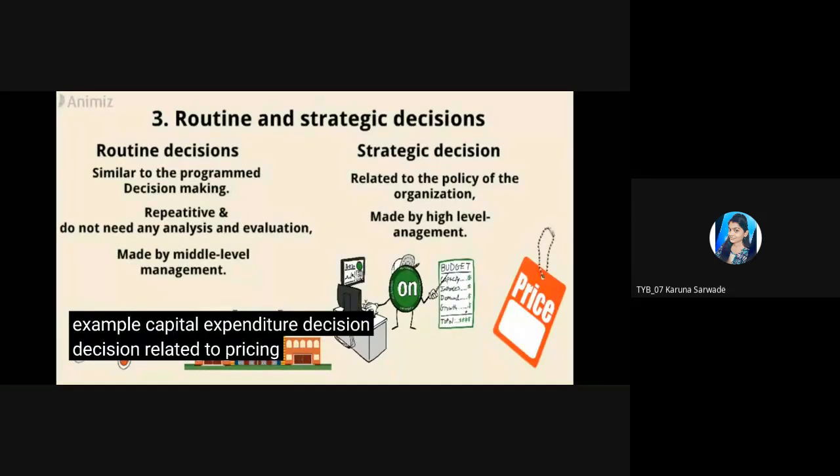As an example of a routine decision, you can take any government office. They have made one regular timetable, and that will be continued throughout the week. So that example comes under routine decision.